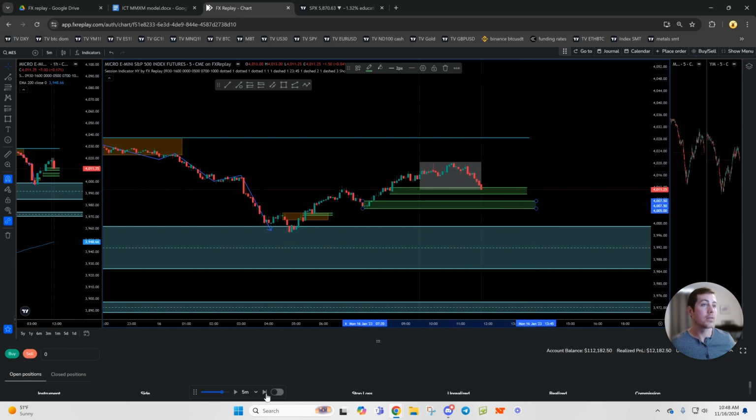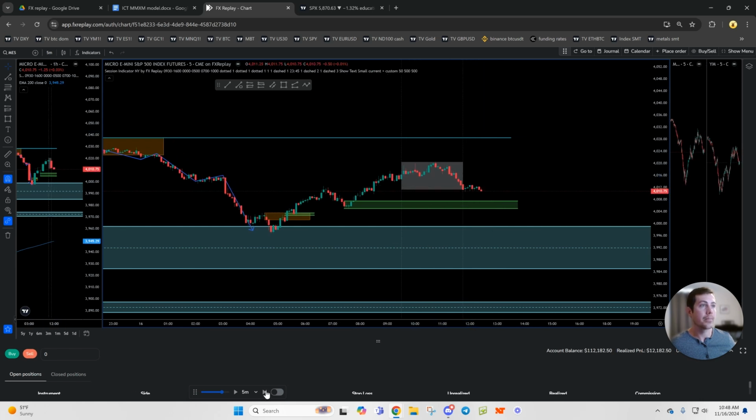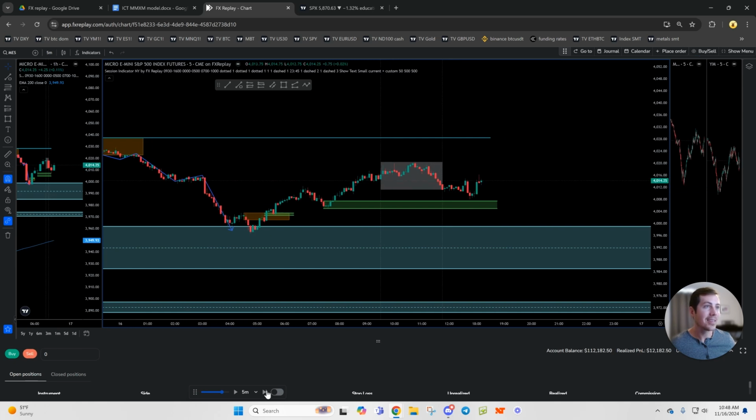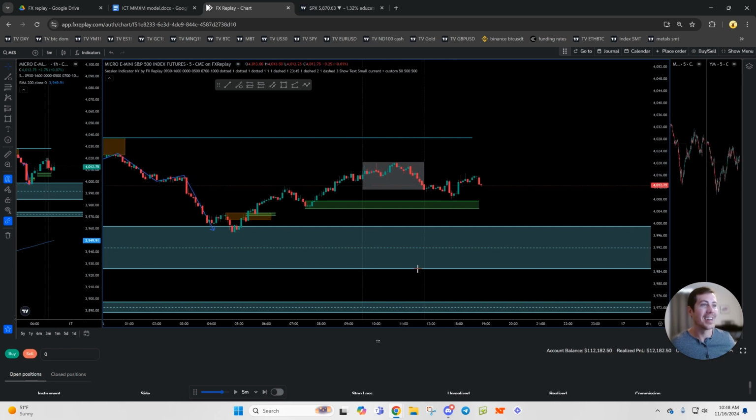So we closed into this first level, so I'm not really interested in this one. I'm just going to go ahead and delete it right off the bat. What about the second one? Let's see if we get a wick into that one. Not quite yet. Might have just got front run.